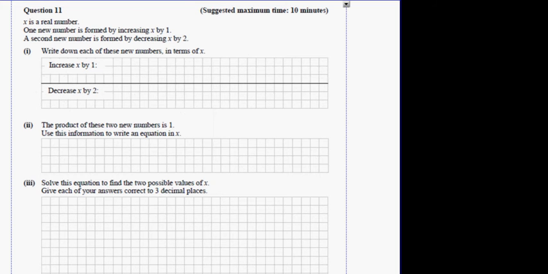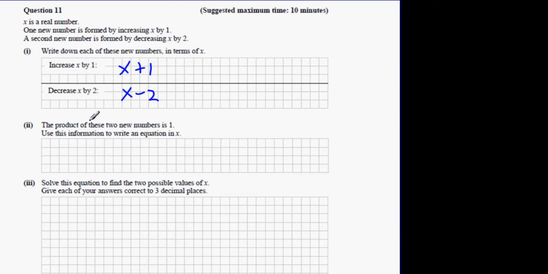x is a real number. One new number is formed by increasing x by 1. The second number is formed by decreasing x by 2. Write down these two numbers in terms of x. Increase x by 1 is x plus 1. Decrease x by 2 is x minus 2. The product of these two numbers is 1. Product means multiply them together. So we're going to get x plus 1 multiplied by x minus 2 equals 1.